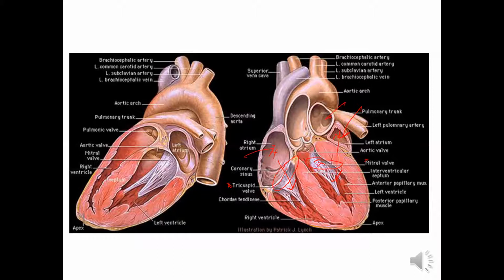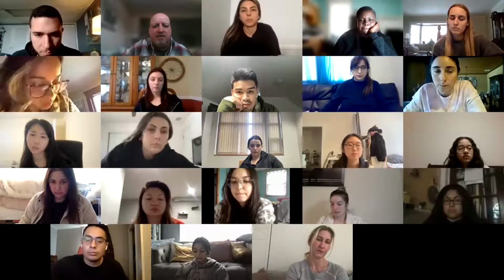So these AV valves, the left side is called the mitral valve, also known as bicuspid. It's called mitral because the cusps of the valve look like a bishop's hat, a mitre. The right side is the tricuspid valve. You'll notice a difference, and we'll get to a couple of other slides that show you a close-up of the valves, and I'll show you the parts.